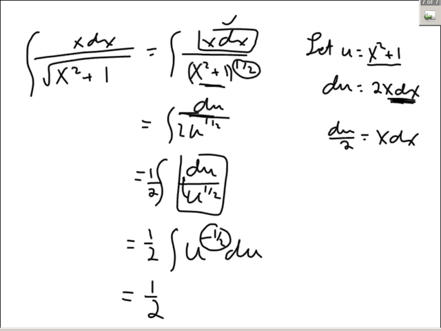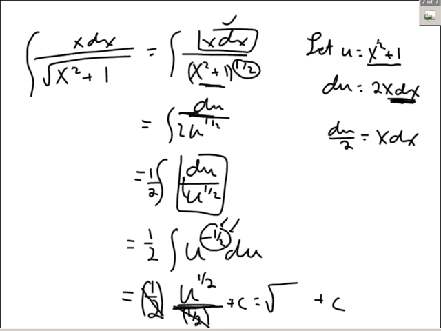But now, routine again. U to a power du, you add 1 to the power. When you add the top and the bottom, you get 1 divided by 2. Now, in this case, maybe I'll divide by 2. You have 1/2 divided by 1/2. That's going to cancel. Plus c. So the answer is u to the half. That is the square root of u plus c. And u was x squared plus 1.